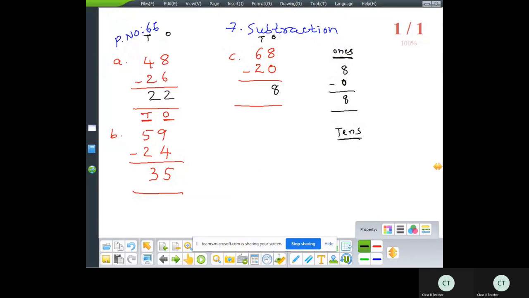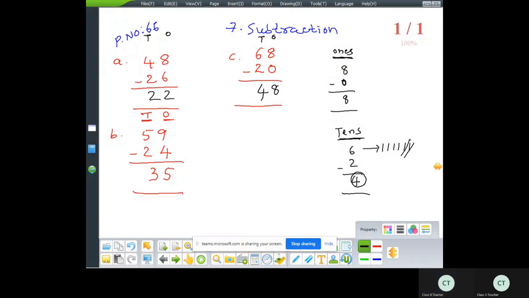The digits are 6 and 2 from 10th place. 6 minus 2. Here 2 is smaller than 6. Now we subtract 2 from 6. 6 means draw 6 lines: 1, 2, 3, 4, 5, 6. From 6, we remove 2 lines: 1, 2. After removing 2 lines, there are 1, 2, 3, 4. 4 lines are there. 6 minus 2 is equal to 4. This answer 4 we write in 10th place.